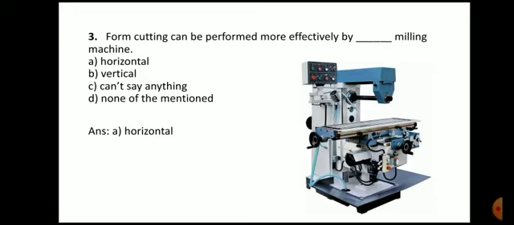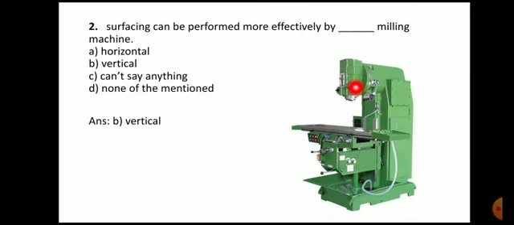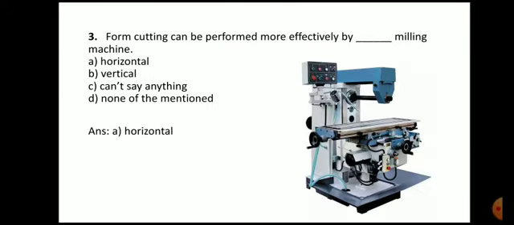As we have already seen, this was your vertical milling machine. Now this is the tool rotation axis. So along this axis, the cutting tool, that is the milling cutter, will rotate in vertical milling machine. So here the axis is vertical. Now in horizontal milling machine you can fix the cutter over here and the cutter will rotate around this axis. So here the axis of rotation is horizontal and hence it is known as horizontal milling machine. Now form cutting can be performed more effectively by this horizontal milling machine.